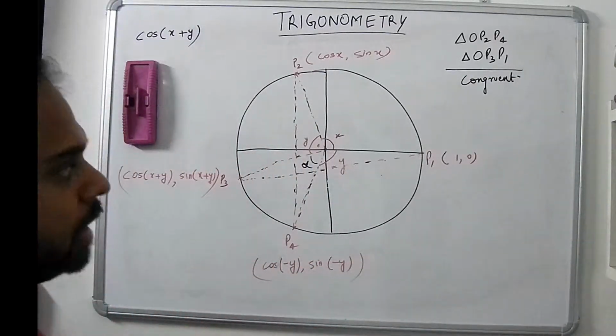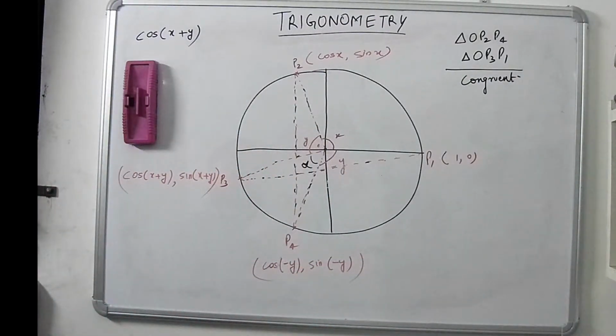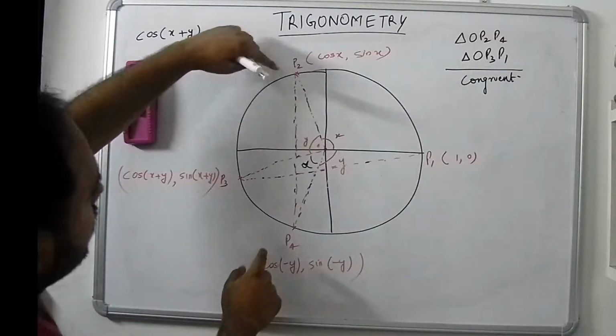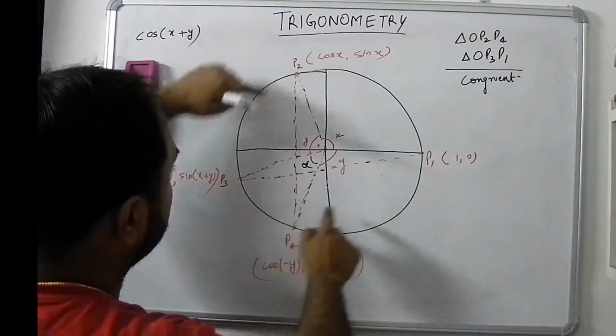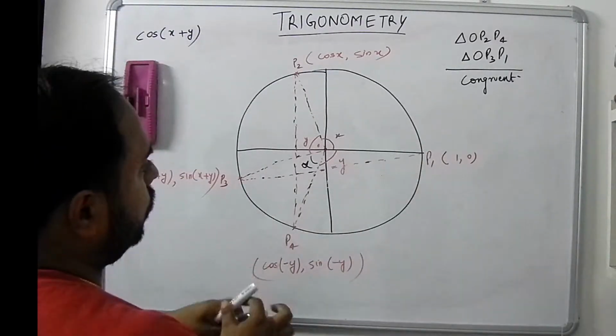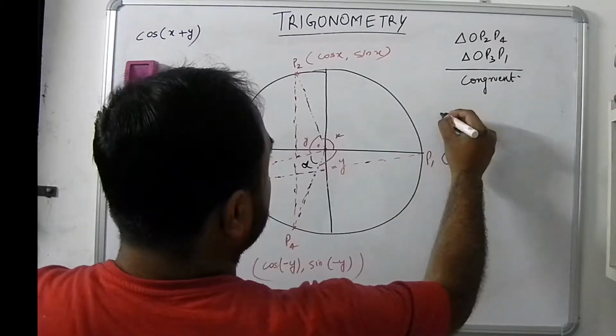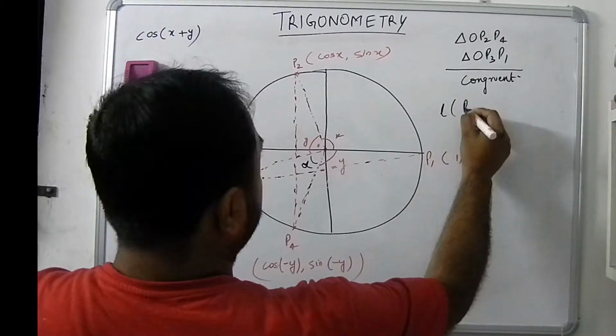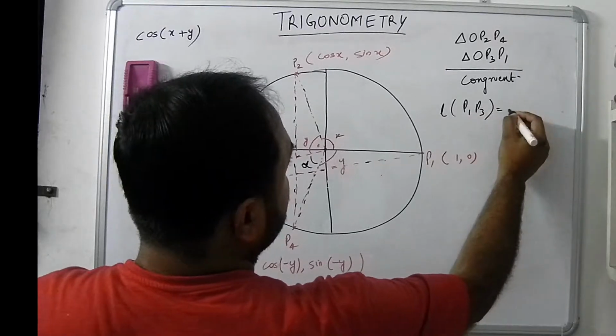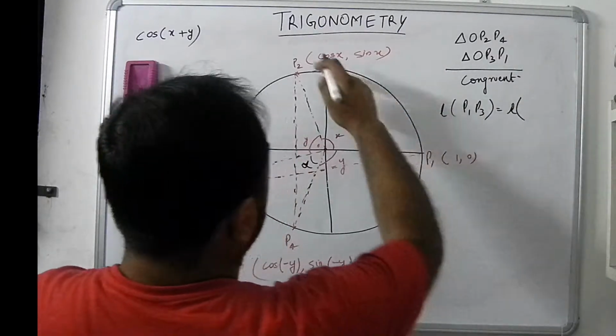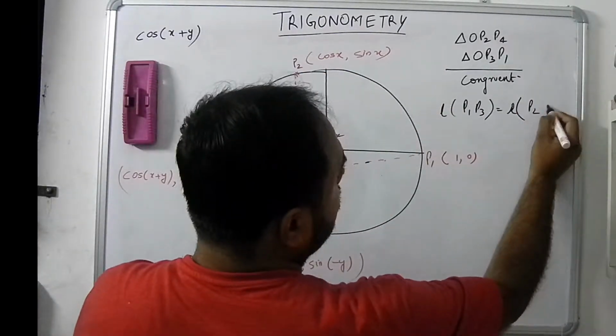This is a 10th class topic. Since these triangles are congruent, I know that the length of this chord is equal to the length of this chord. So by congruency, I say the length of P1, P3 is equal to the length of P2, P4, right?